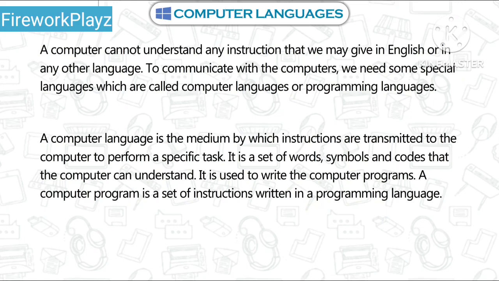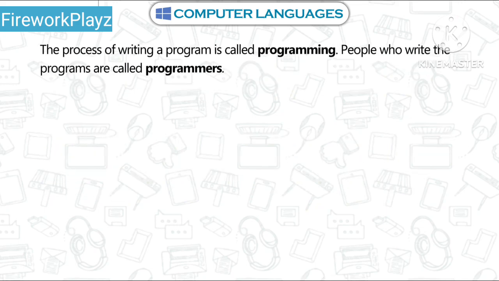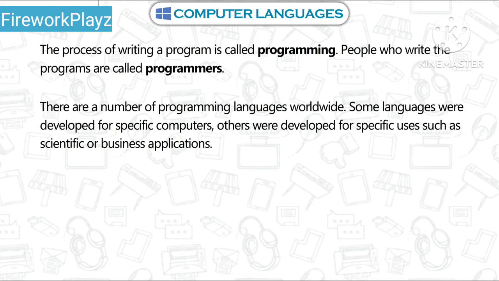A computer program is a set of instructions written in a programming language. The process of writing a program is called programming. People who write the programs are called programmers. There are a number of programming languages worldwide. Some languages were developed for specific computers, others were developed for specific uses such as scientific or business applications.